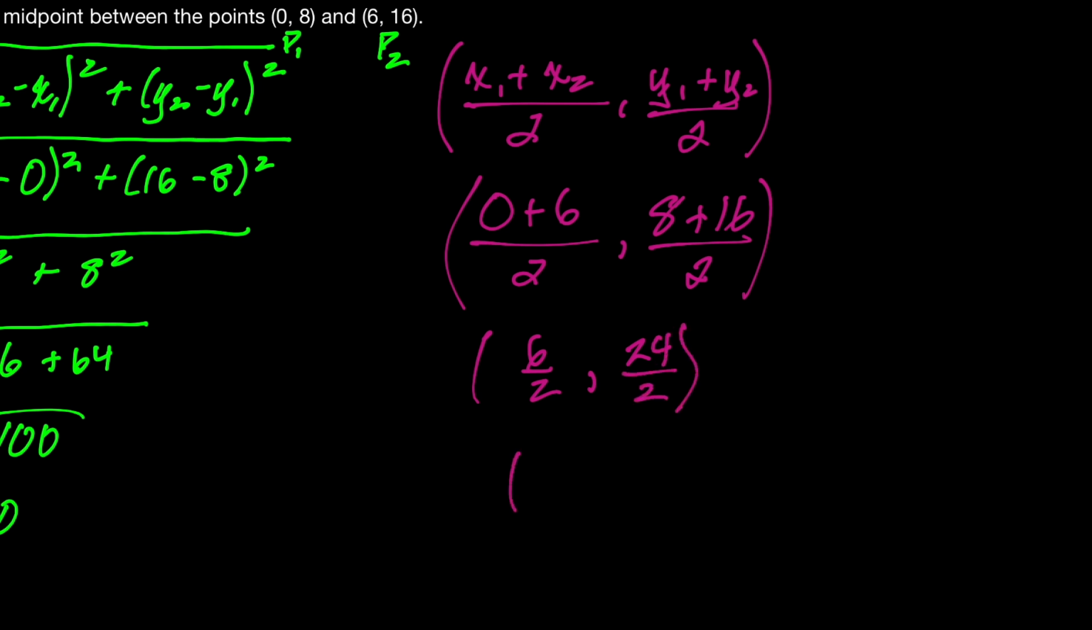So that means that the midpoint of these 2 points right here, this point 1 and point 2, is going to be 3, comma, 12. And that is the final answer.